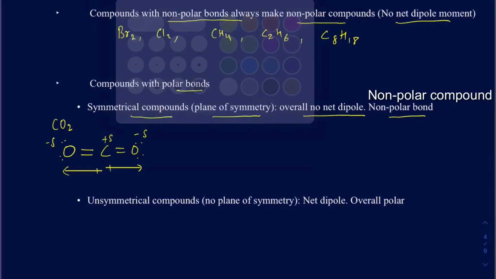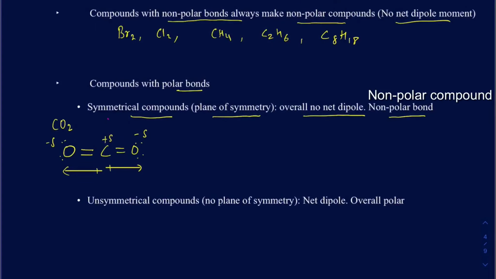There is actually a symmetry in the molecule. So if I draw a line here, then the left side of the molecule is the same as the right side of the molecule, and I can clearly draw the line horizontal as well, where the top of the molecule is the same as the bottom of the molecule. So whenever you have a plane of symmetry or your molecule is symmetrical, even after having polar bonds, your molecule would be overall nonpolar.